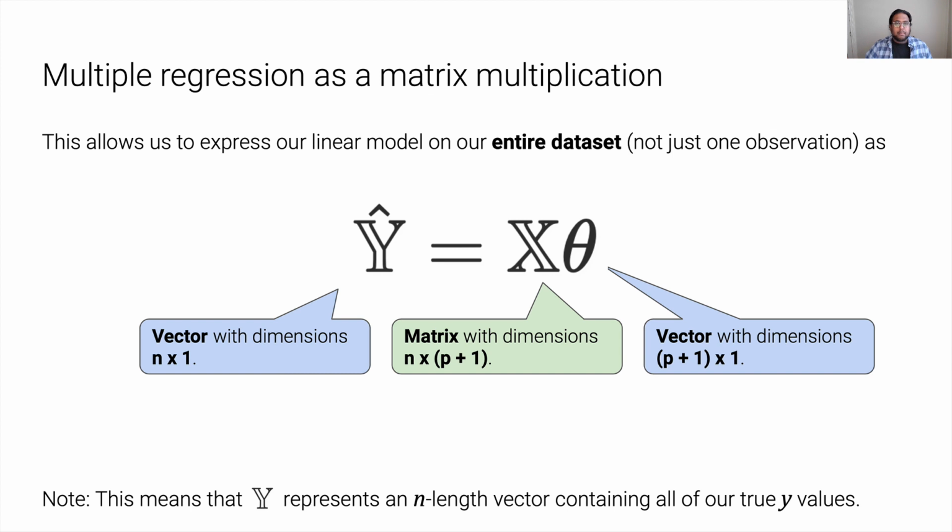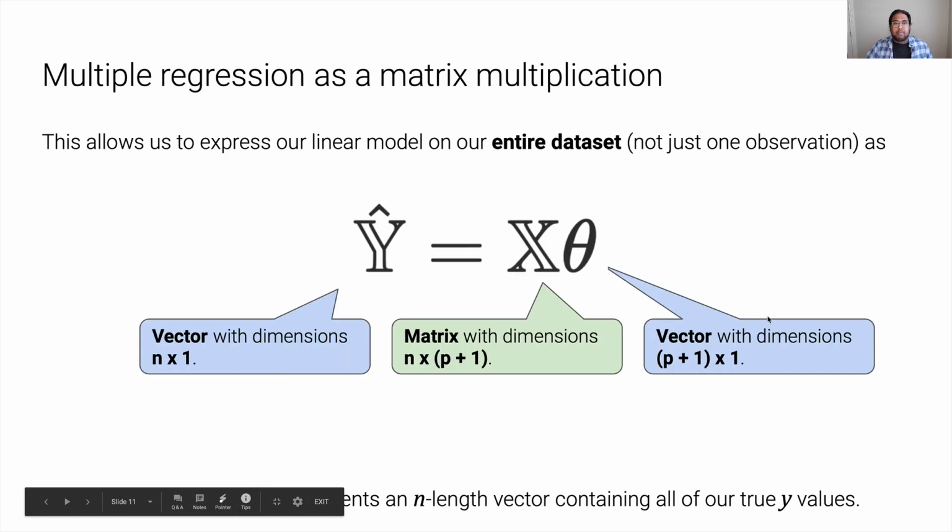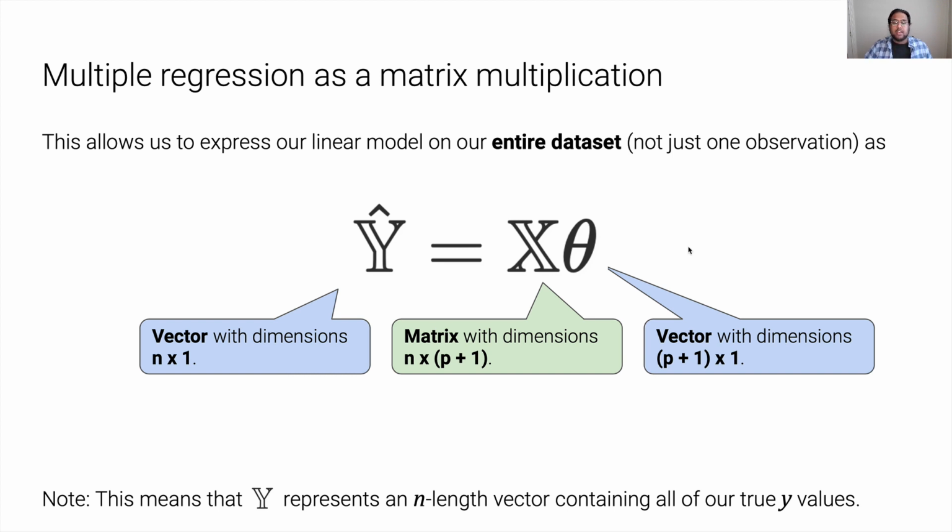Now, putting this all together, the way that we can make predictions for our entire data set at once is by taking our design matrix X, which has dimensions n by p plus 1, right? 708 rows and 4 columns. Here n was 708 and p was 3. And multiplying it by our parameter vector theta, which has dimensions p plus 1 by 1, right? The parameter vector theta contains the weights for each of our p plus 1 columns in the design matrix. And we will look at a tangible example of that momentarily.